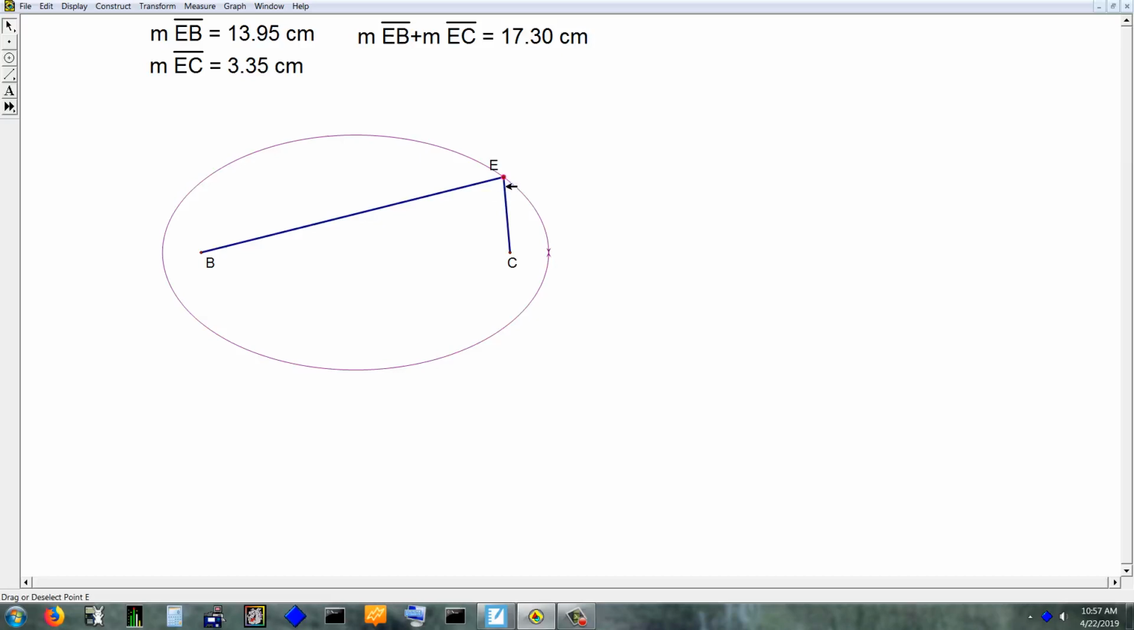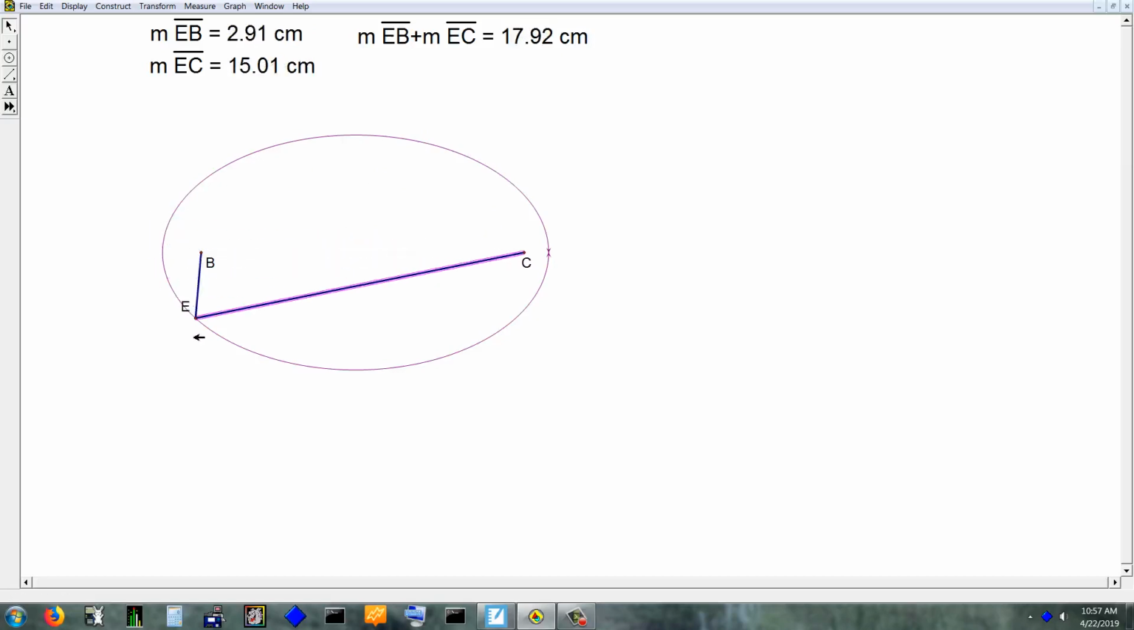Right? No matter how I move it, sometimes rounding might be a little off. Oh no, you don't want to move the line, just the point. Okay? And you can add those up, 10.55, 6.75, you'll get 17.3, no matter where you put it.